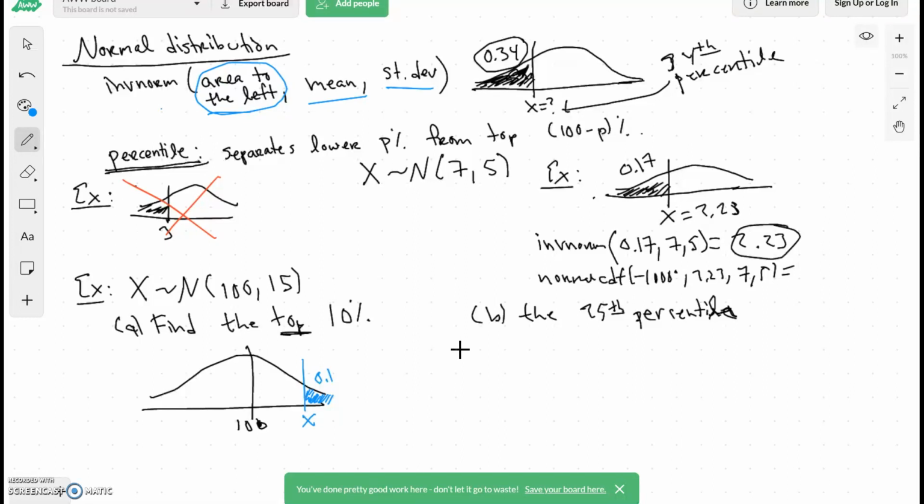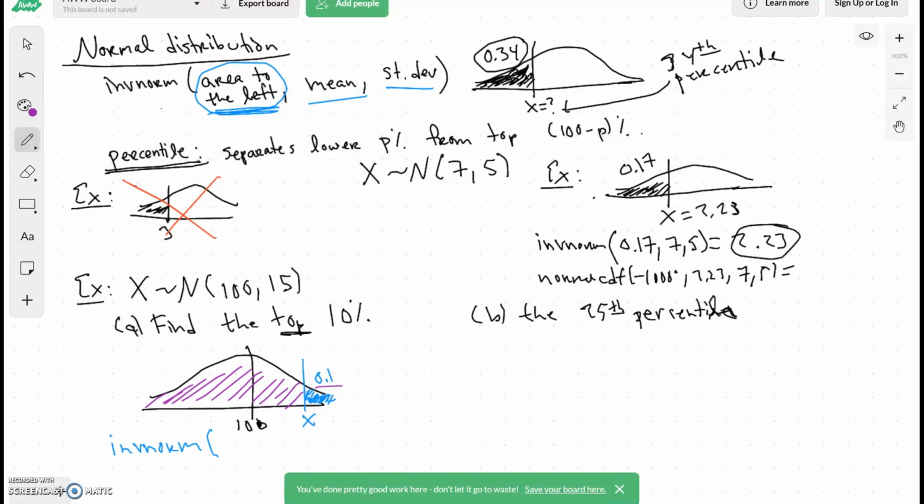Notice, just like this one, we have an inverse normal problem. So this is going to be inverse norm. Now, do we know the area to the left? Because remember, inverse norm says that we need the area to the left. No, we have the area in the other direction, to the right. So we need to figure out what this area is, because I do not want the blue area. I want the area to the left.